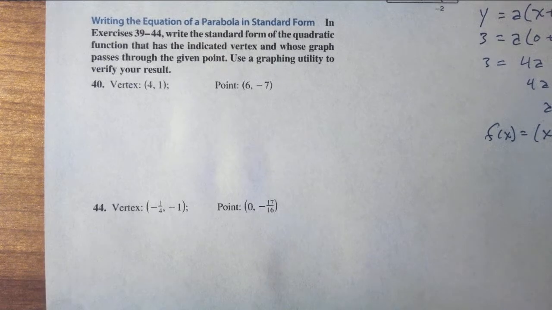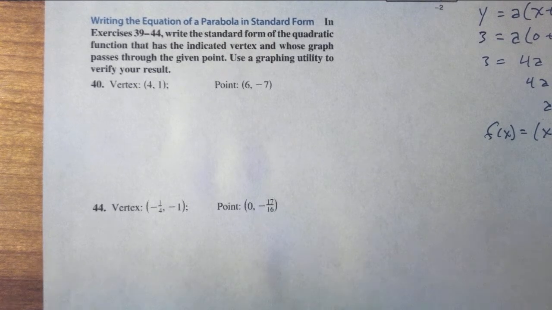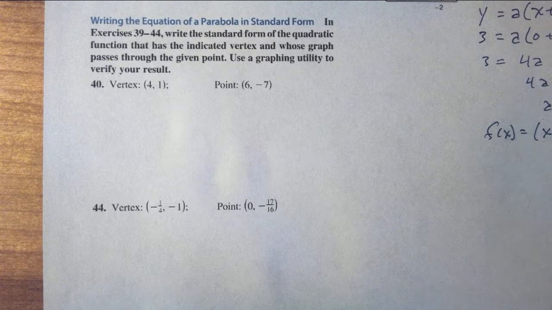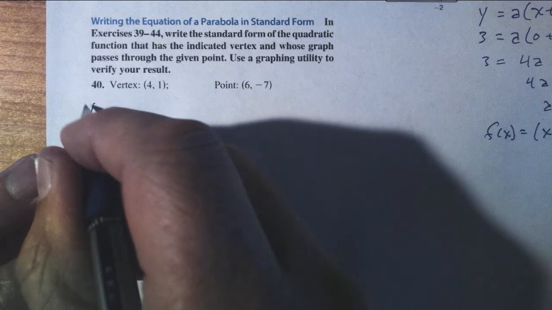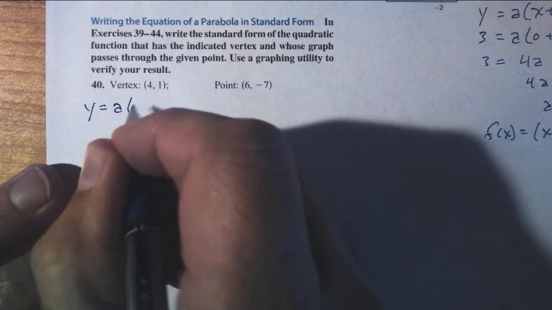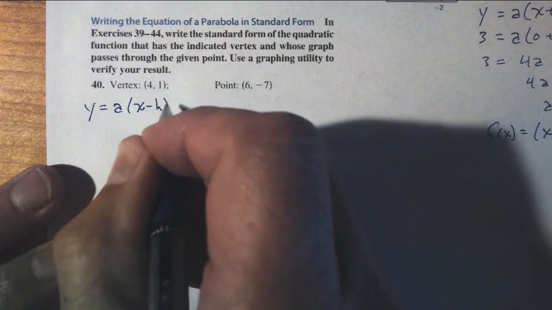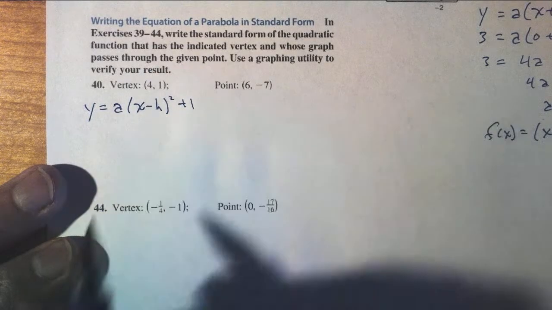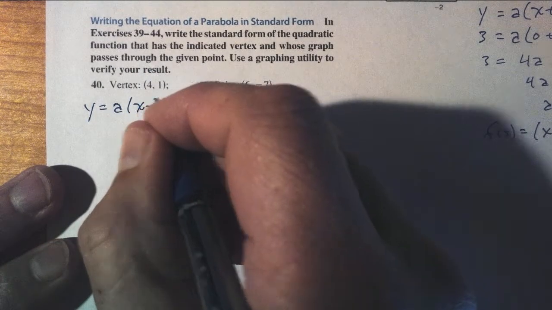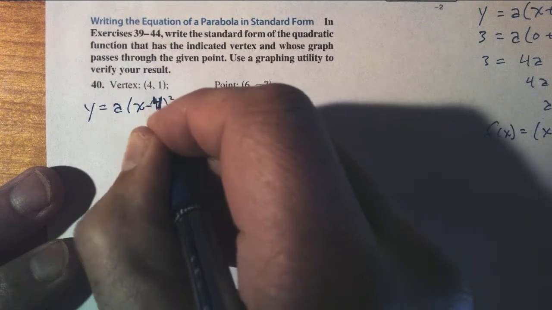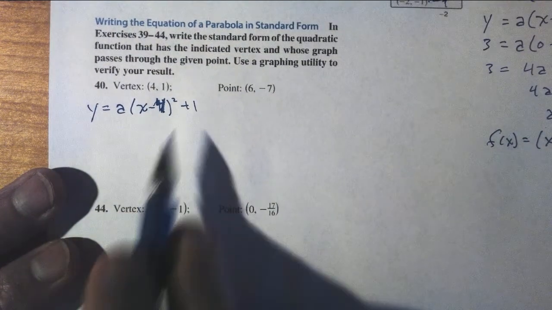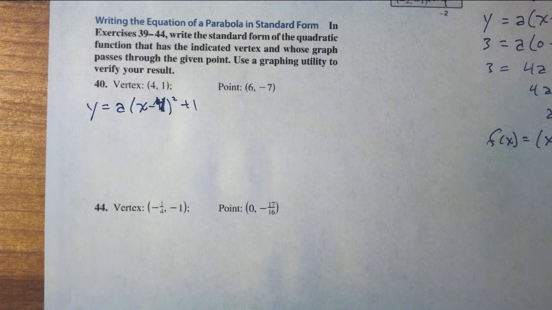Writing the equation of the parabola in standard form. In 39-44, write the standard form of the quadratic equation that has the indicated vertex and whose graph passes through the given point. Well, standard form: y equals a times x minus the x coordinate, squared, plus 1. I can put in a 4 here, sorry. x minus 4 squared plus 1. And it passes through (6, negative 7).